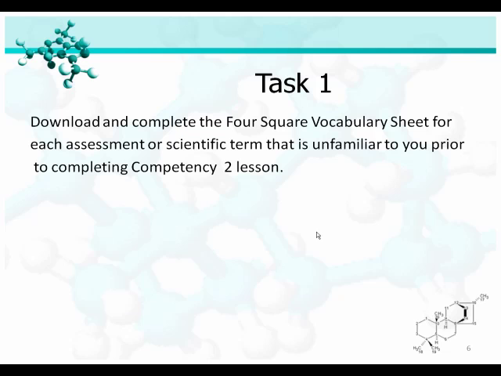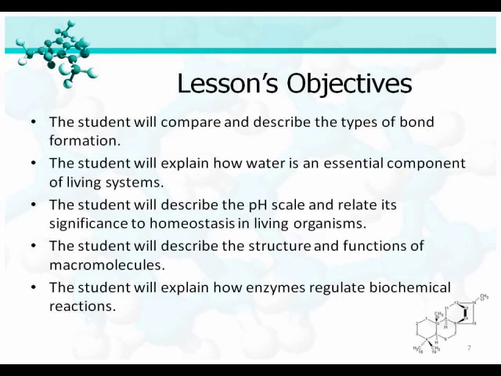This lesson will ask you to compare and describe the types of bond formation. The student will explain how water is an essential component of a living system. The student will describe the pH scale and relate its significance to homeostasis in living organisms. The student will describe the structure and functions of macromolecules. The students will explain how enzymes regulate biochemical reactions.